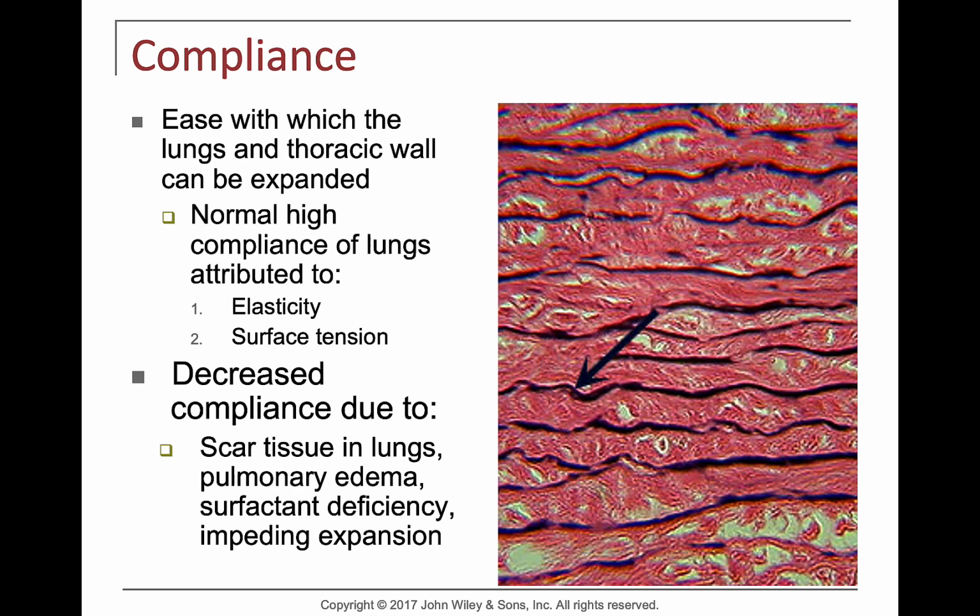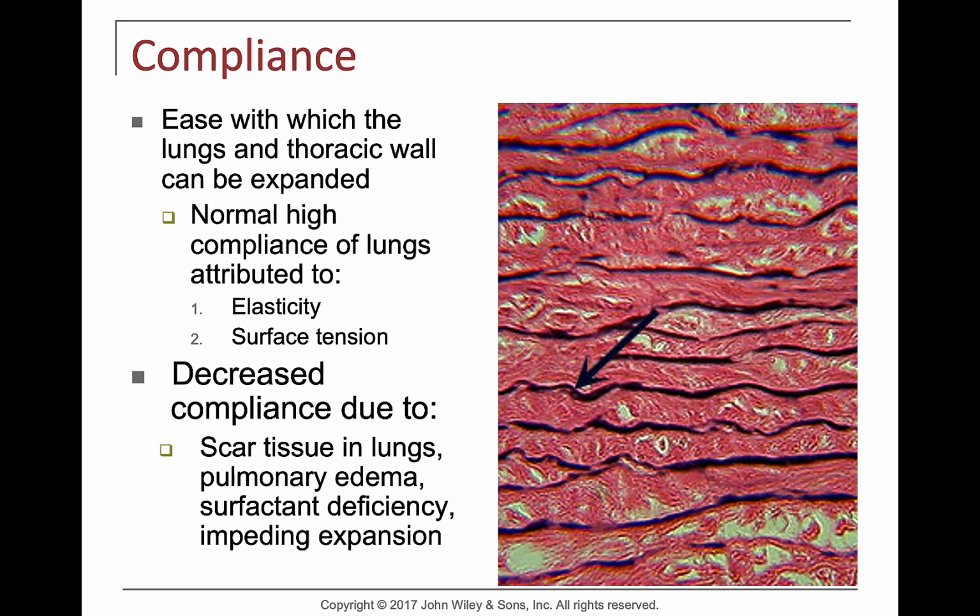Decreased compliance could be due to scar tissue in the lungs that replaces some of that elastic tissue, pulmonary edema, which is fluid in the alveoli that causes more surface tension, a surfactant deficiency like we see in respiratory distress syndrome, and something impeding expansion, maybe like a pneumothorax, or fluid in the pleural cavity that is pressing on a lung. So those things will affect the ease with which the lungs and thoracic wall can be expanded.